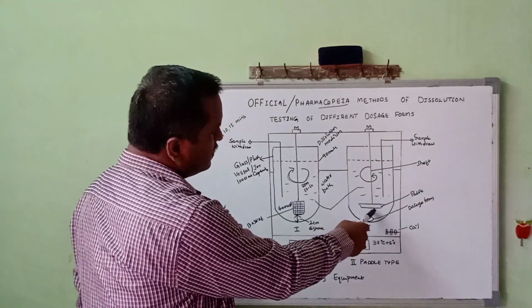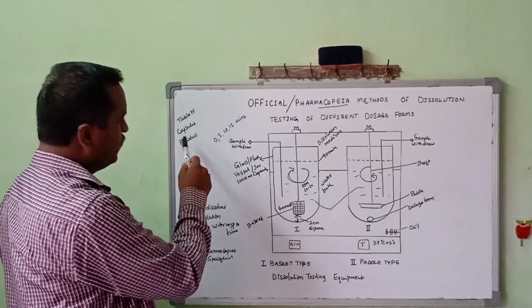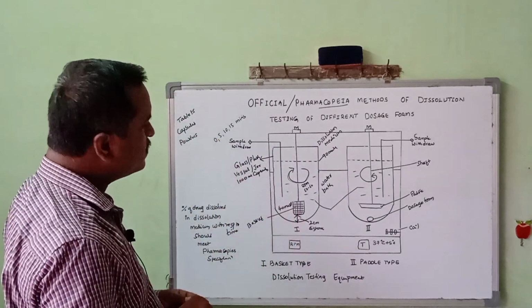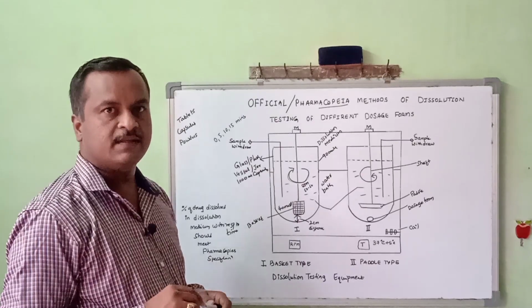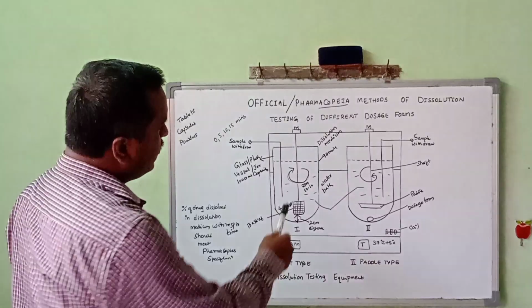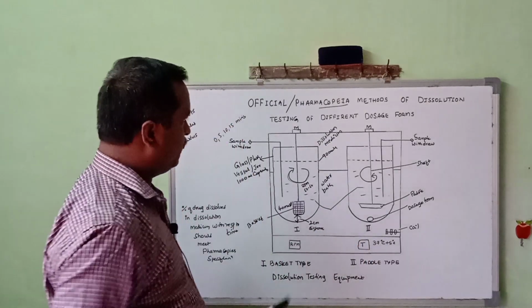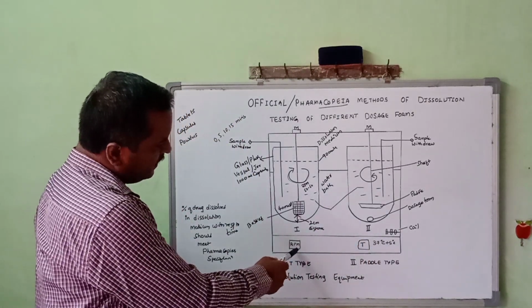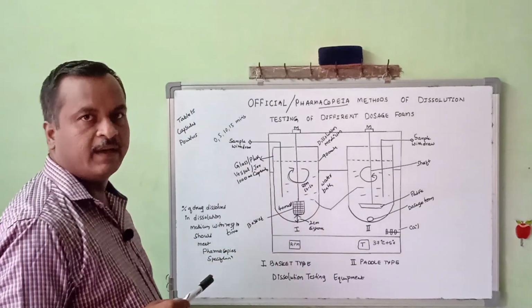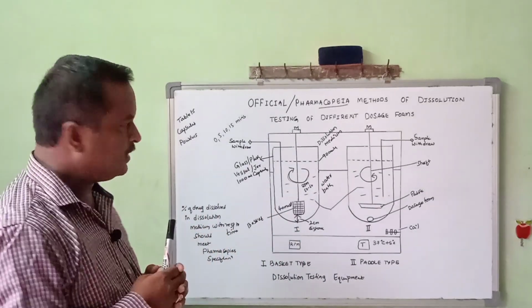The paddle is used for solids like tablets, capsules and powders, and the basket is also used for tablets, capsules and powders. For any dosage form whose in vitro dissolution you want to determine, we can use either the basket type or the paddle type based on the specification. There is another control knob in the apparatus, the RPM control, that is, rotations per minute. So this is the construction of the dissolution testing apparatus.